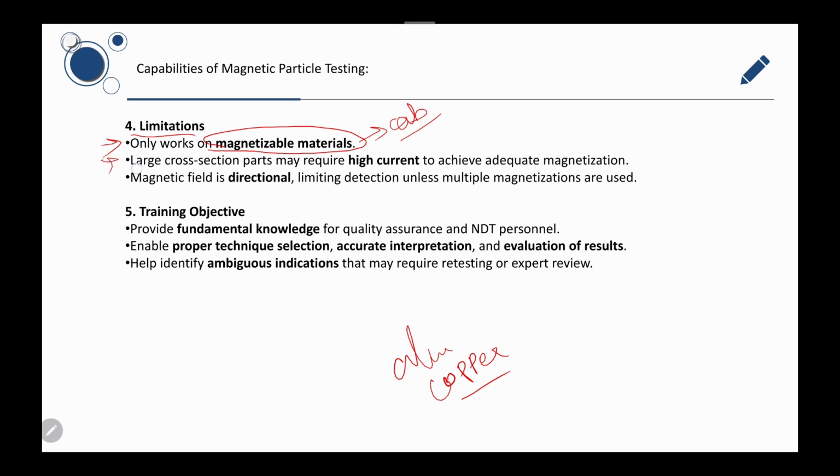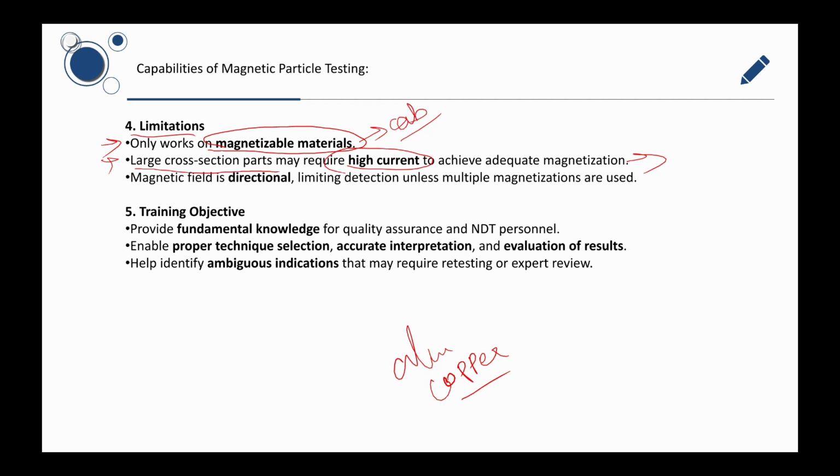The next one is large cross sections may require high current. Thick or large cross section parts may require very high electric current to magnetize properly. For example, a large steel shaft or thick walled pipe may require a very high electrical current to produce adequate magnetization. This can demand more powerful equipment and special handling to avoid overheating or damaging the part.